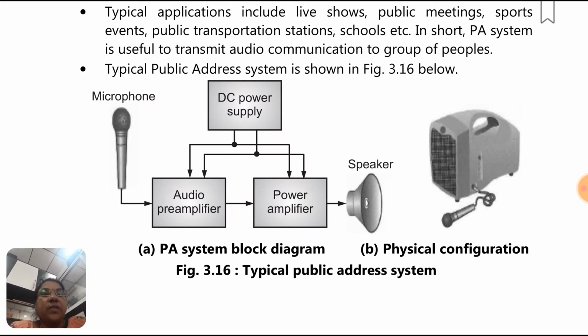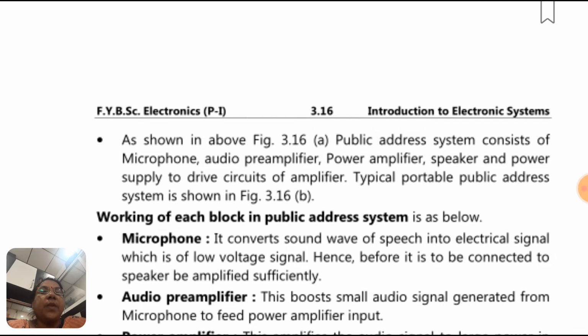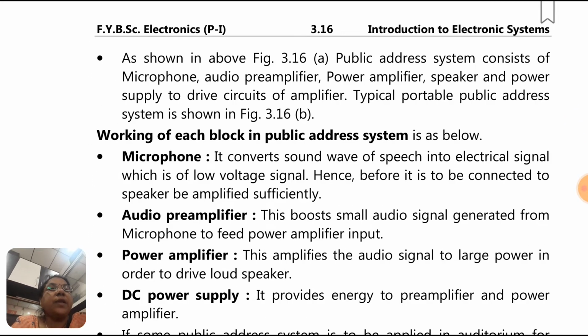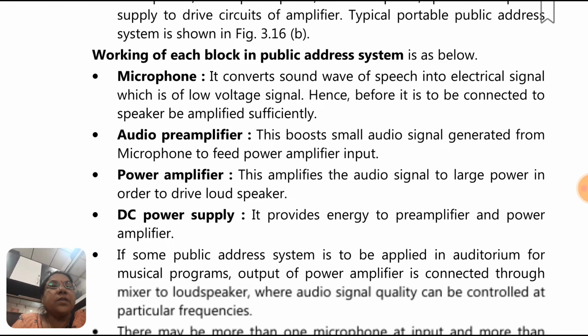So this is a PA system block diagram. This is a physical configuration of a public address system. Now, as shown in the figure, a public address system consists of a microphone, audio preamplifier, power amplifier, speaker and power supply to drive the circuits of the amplifier. A typical portable public address system is shown in the figure.